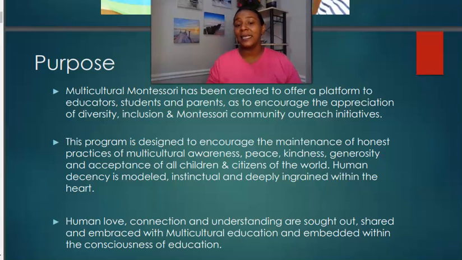Human decency is modeled, instinctual, and deeply ingrained within the heart. Human love, connection, and understanding are sought out, shared, and embraced with multicultural education, and embedded within the consciousness of education, although not necessarily displayed. So, are you an educator who uses multicultural education to your advantage?